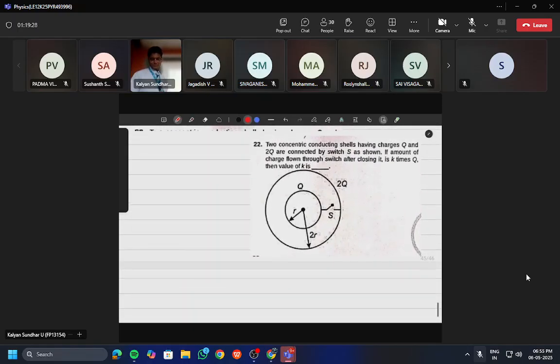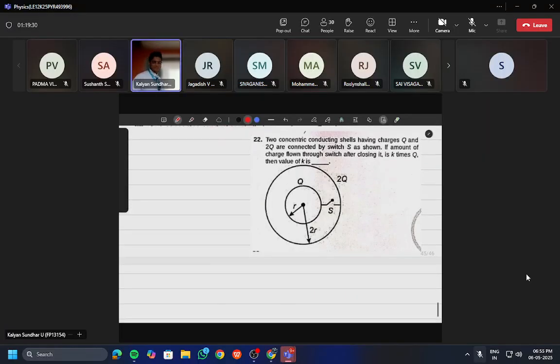Right, so this one. Two concentric conducting shells, the inner surface has a charge Q and the outer surface has 2Q, connected by a switch S. If the amount of charge flown through the switch after closing it is K times the Q value, what is the K value? So charge is going to be transferred from inside to outside or outside to inside, correct? So the transferred charge, we can ask how many times Q. Understood? So if we close the switch here, what is the condition?